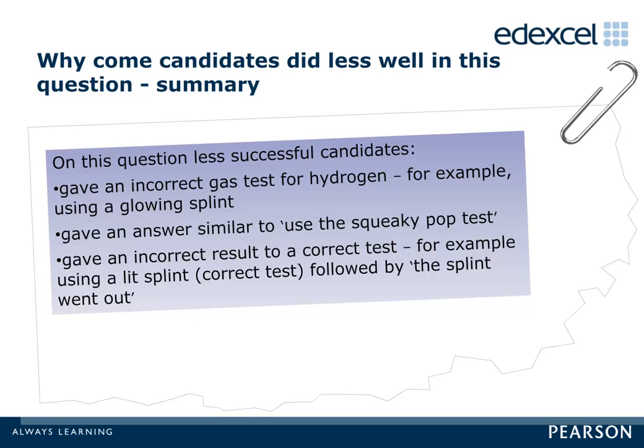Oxygen. The test is using a glowing splint. The result is that the splint relights. Chlorine. The test is using damp litmus paper. The result is that the litmus paper is bleached.